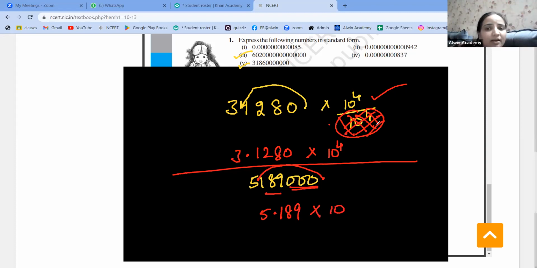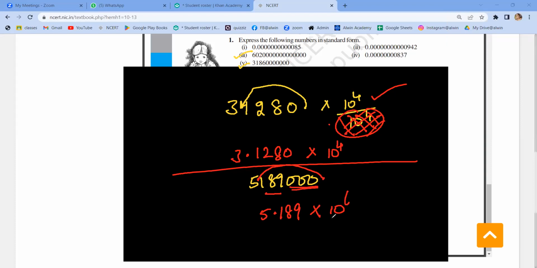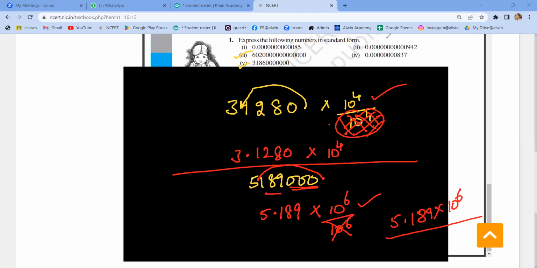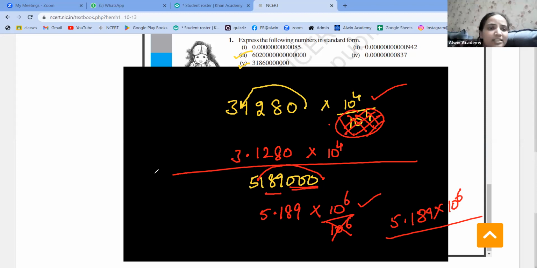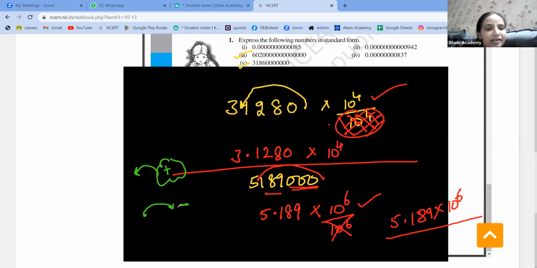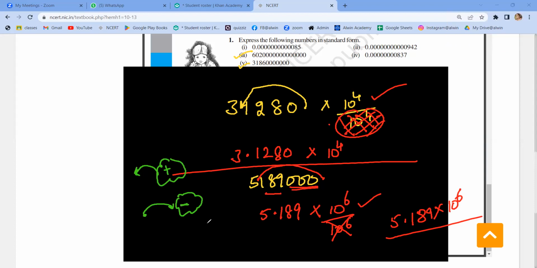Into 10 to the power, how many steps have I moved? 6. 10 to the power 6, by 10 to the power 6. This is gone in moving it to the left. This is shown in the answer. What is the answer? 5.189 into 10 to the power 6 is the answer. Yes, ma'am. इसका मतलब, what is the conclusion here? The conclusion here is that when you move your decimal to the left, then positive power comes. And when the point moves to the right, it's negative power. Right, beta? Yes, ma'am.